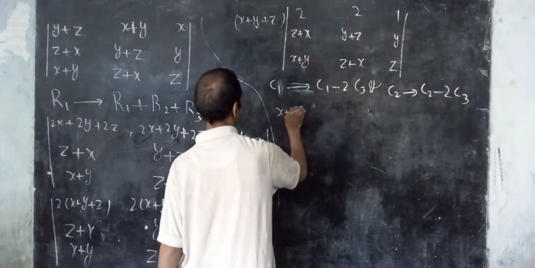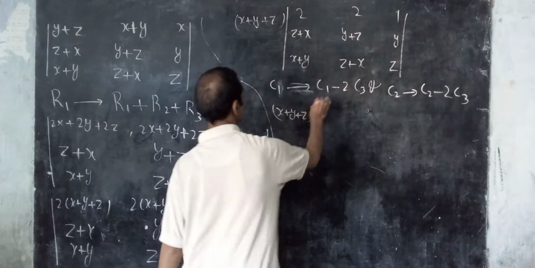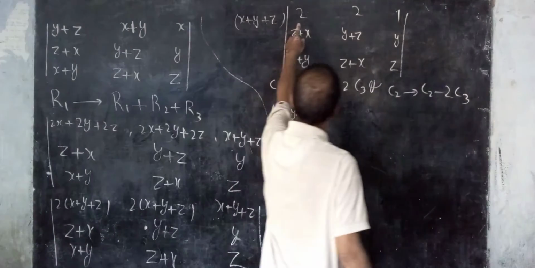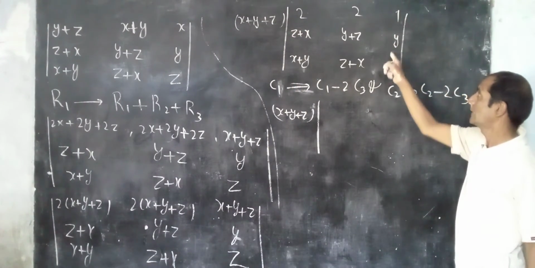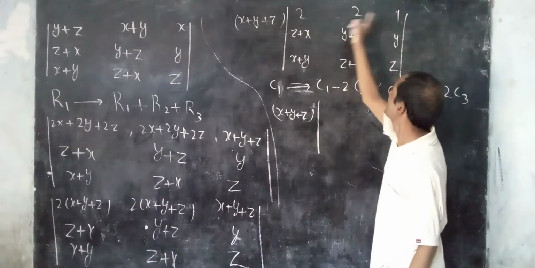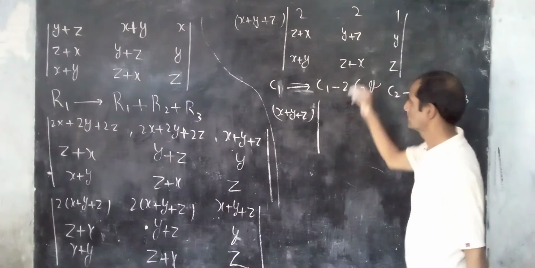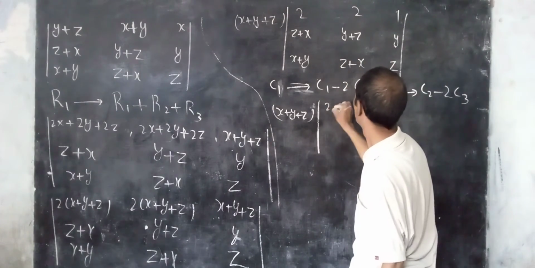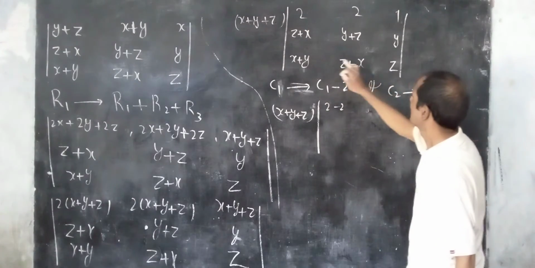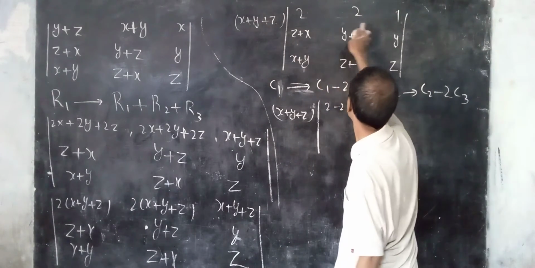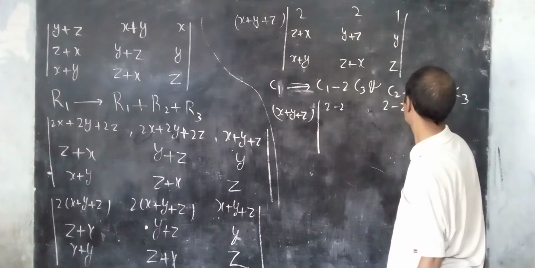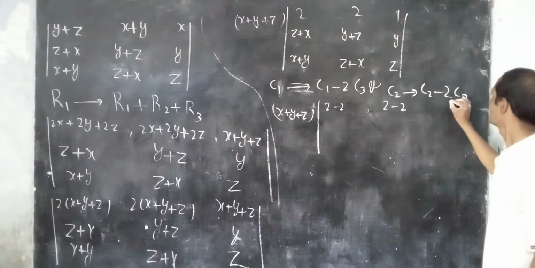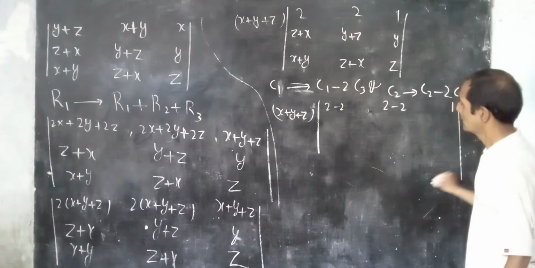This becomes x plus y plus z. So when you multiply this by 2, this becomes 2y, 2z. So 2 minus 2 becomes 0. Write it, 2 minus 2. And this becomes 2 minus 2, equal to 0. So write it, 2 minus 2, 1.